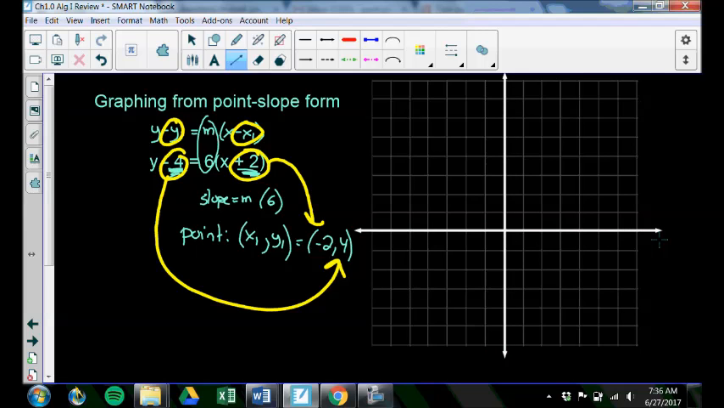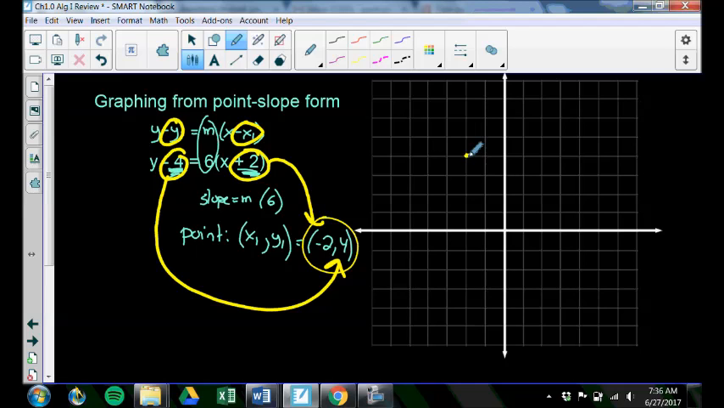When you're graphing point-slope form, you start at the point that you're given. In this case, it's the point -2, +4, excuse me. Here's the point, -2, +4. Then my slope is 6. Like I said, with slopes, you should always go to the right. So if your slope is 6, that's really 6 over 1. You're going to go up 6, right 1.